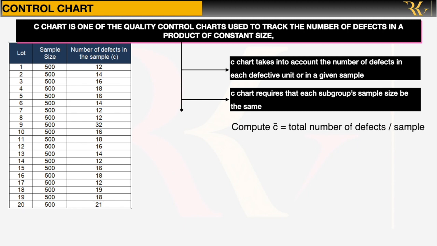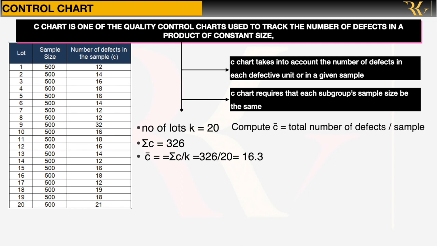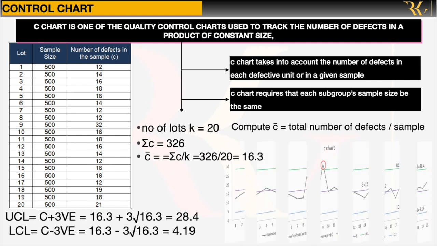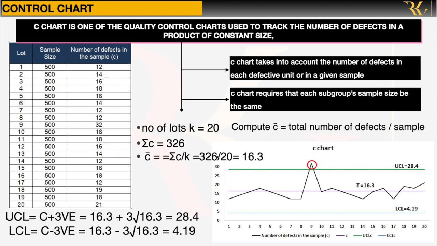In the example, the number of lots K is 20, summation C is 326, and C bar equals summation C divided by K, that means 326 divided by 20, and the result is 16.3. Now, let us calculate the upper control limit and lower control limit. Upper control limit is calculated by C bar plus 3 square root of C bar, meaning 16.3 plus 3 square root of 16.3, and the result is 28.4. Lower control limit is calculated by C bar minus 3 square root of C bar, here 16.3 minus 3 square root of 16.3, and the result is 4.19.